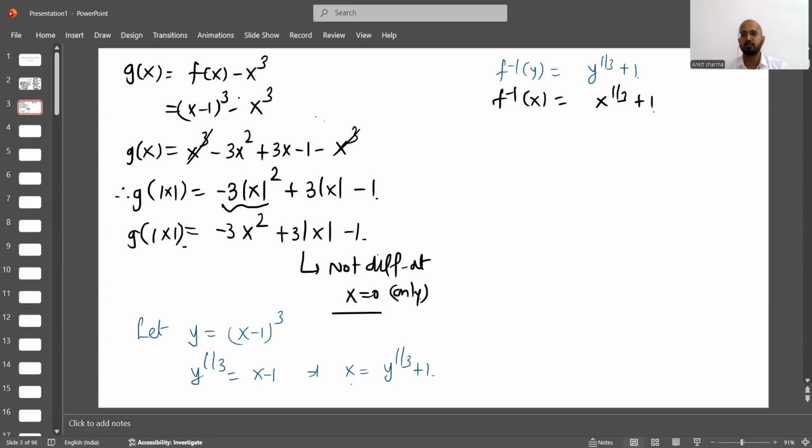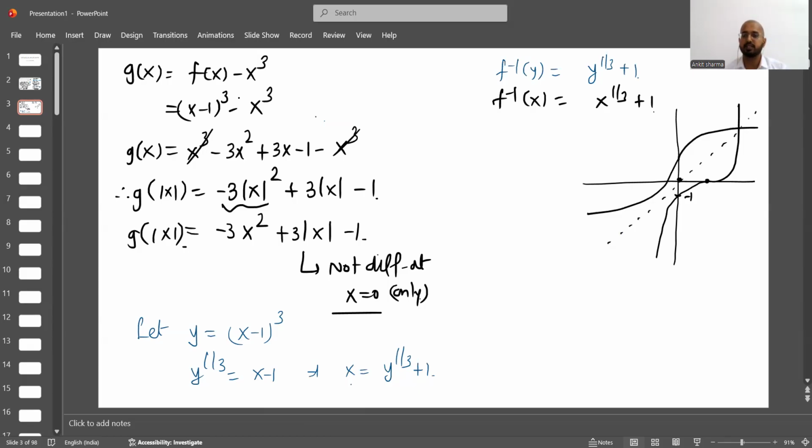Now we need to find the solution for f of x equal to f inverse of x. So let's graph this. We have here f of x equal to (x minus 1) cube. So the graph of x cube will be shifted one unit to the right, and the graph would go somewhat like this. So this is my (x minus 1) to the power 3. And the other one is x to the power 1 over 3 plus 1. So x to the power 1 over 3 is the reflection, and that too shifted one unit up. So this graph will go from here like this. This is the line y equal to x basically.